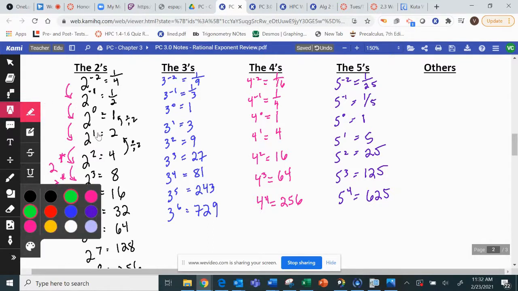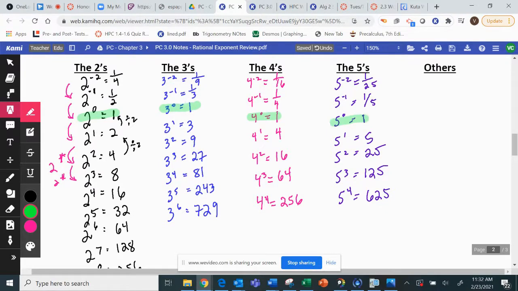If I look at 2 to the 0, 3 to the 0, 4 to the 0, and 5 to the 0, every single answer gave me 1. And on the second page of notes, there is a property that says anything to the 0 power is 1. And then you'll notice that when we look at the negative 1 power, what it did was it reciprocated the number. 2 to the negative 1 is 1 over 2. 3 to the negative 1 is 1 over 3.